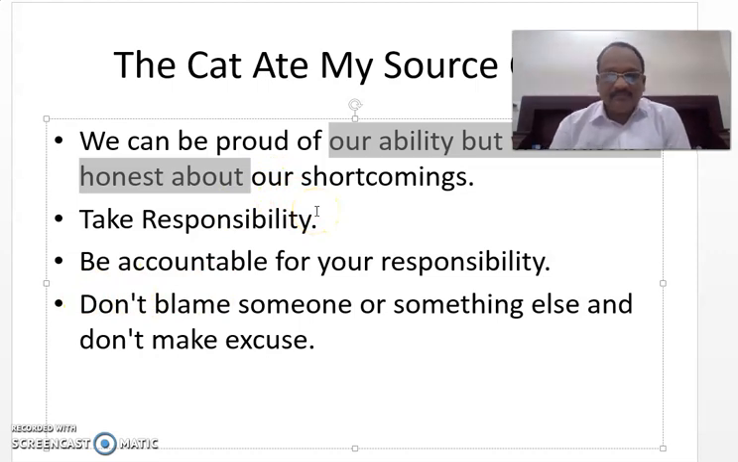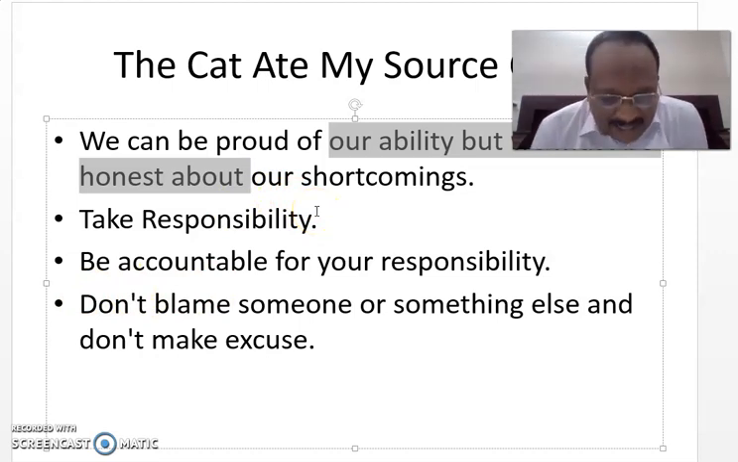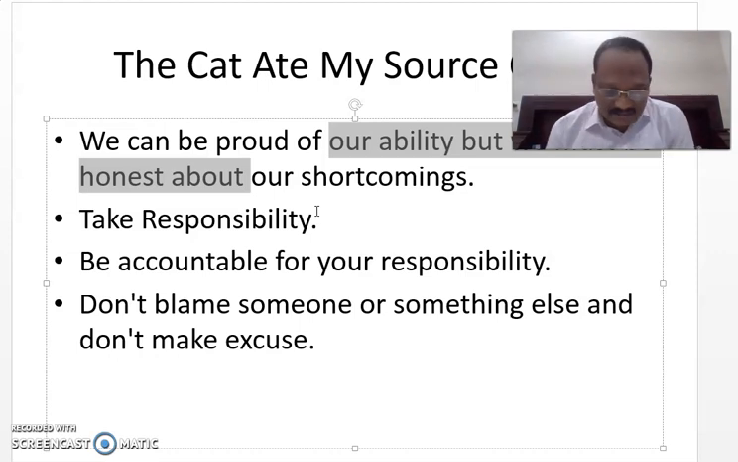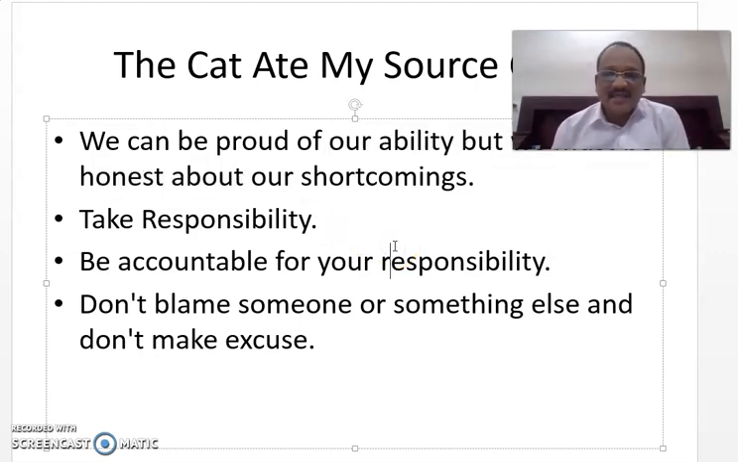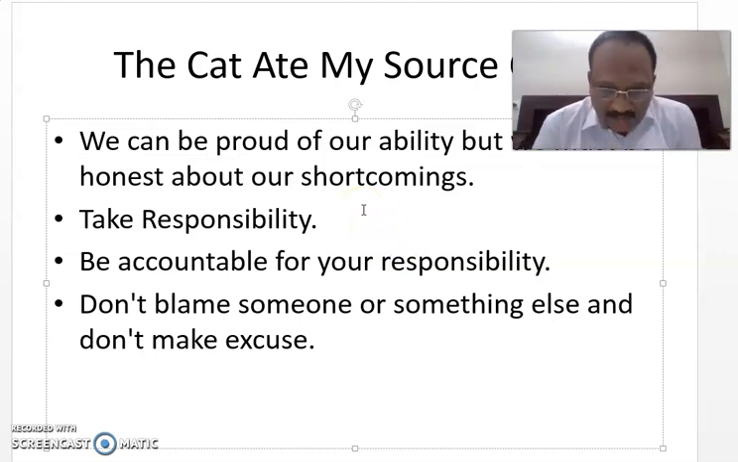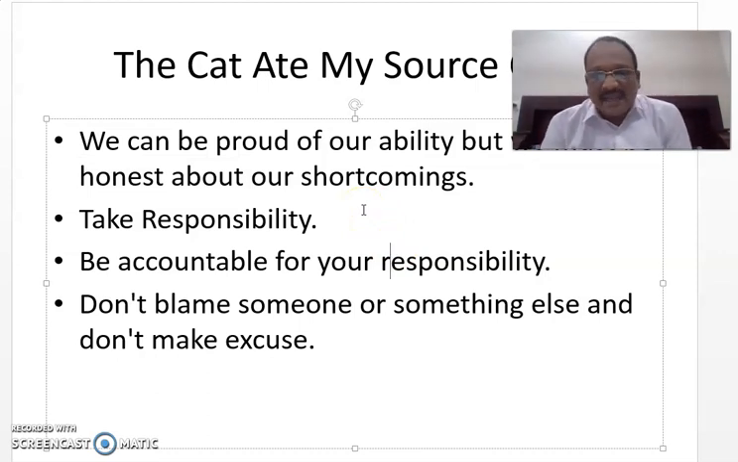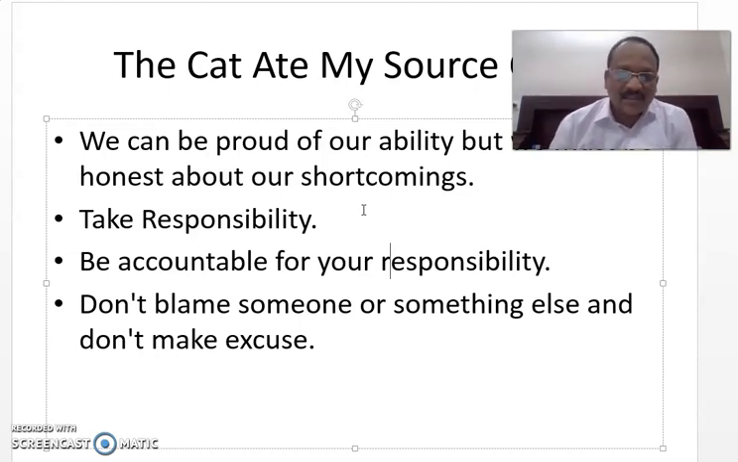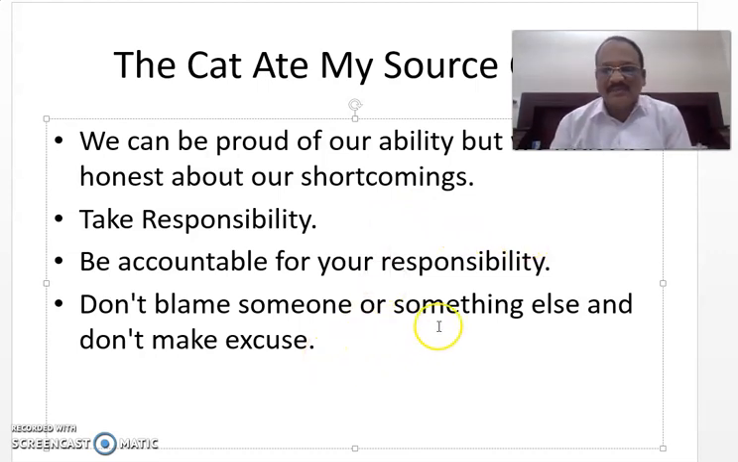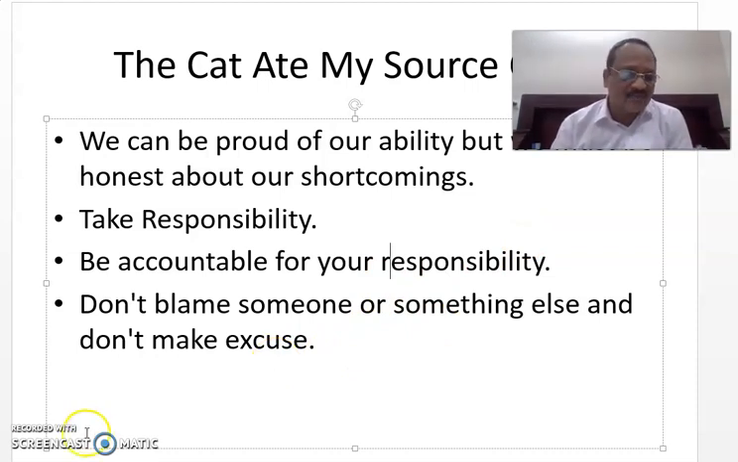Take responsibility. Responsibility cannot be delegated. That is, whatever happens, it is the programmer's responsibility in his code. Be accountable for your responsibility. That is, you must be answerable and accountable for your responsibility. You must be able to explain why it has happened if something goes wrong. Don't blame someone or something else and don't make excuses. It's all self-explanatory. I am going forward.